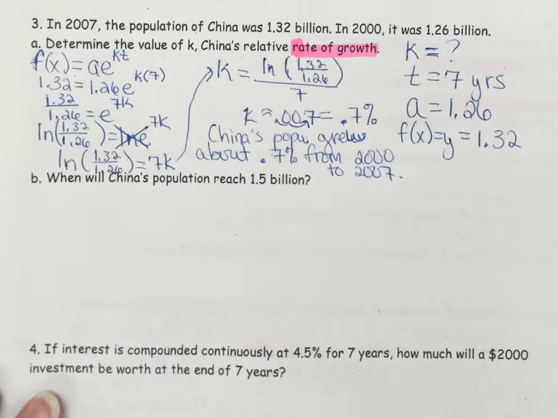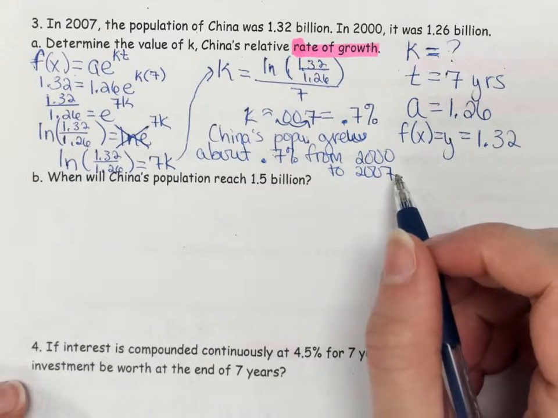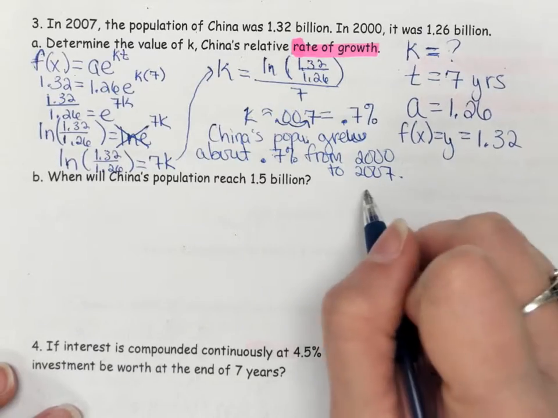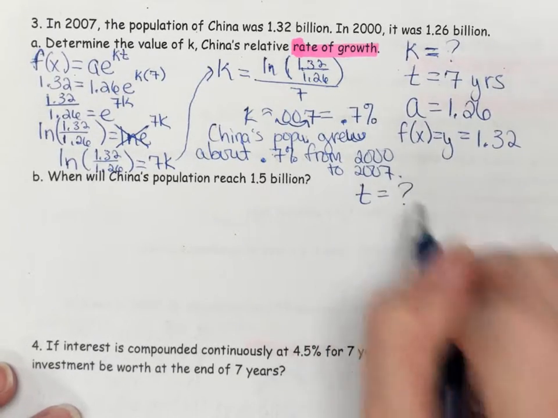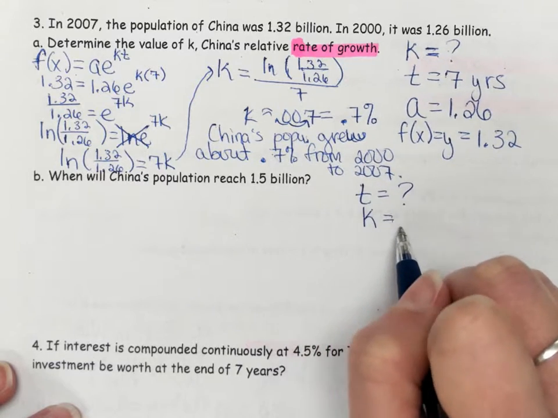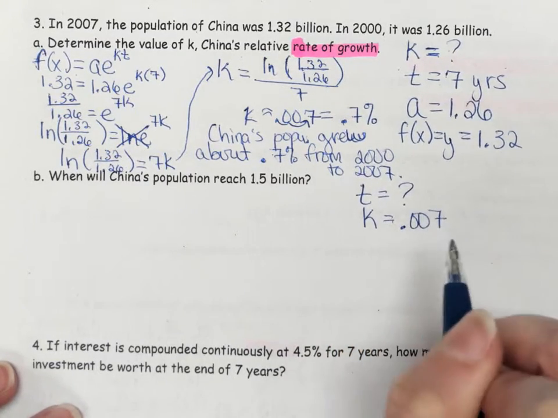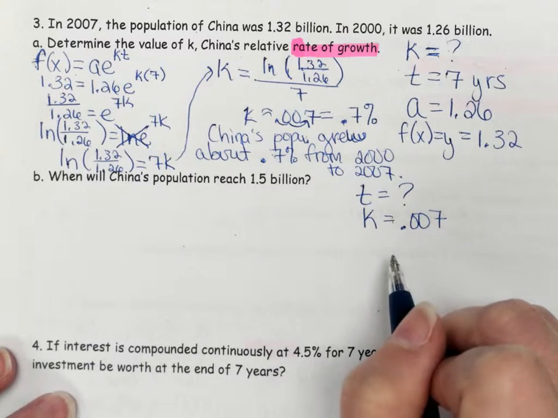When China's population will reach 1.5 billion. Okay, when will. What does when will mean? Equal. What? It's the T. The time is what I don't know, right? Okay, so what is my K then? 0.7%. No, it's not. 0.007 is what you have to use when you plug into your calculator, okay?